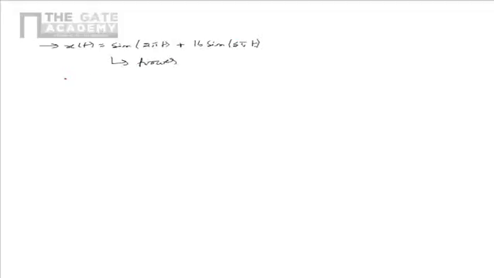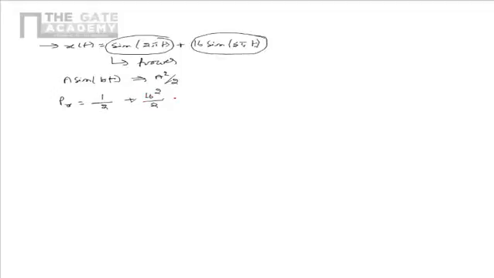We know that given a signal a multiplied by sine of bt, the power of the signal is given as a square by 2. From this, the power of the given signal Px can be written as 1 by 2, which is the power of the signal sine 2 pi t, plus 16 square by 2, which is the power of the signal 16 sine 5 pi t. Upon simplification, this becomes 257 by 2. This is the power of the given signal x of t.